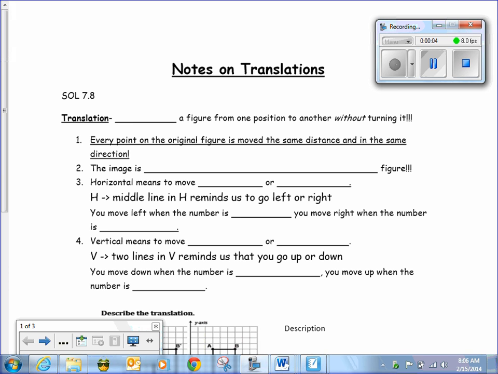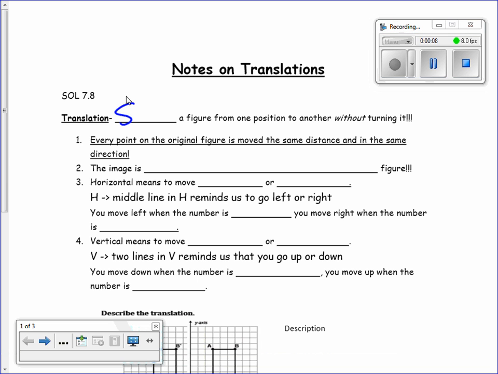Today we're going to go ahead and talk about translations. A translation slides a figure from one position to another without turning it. So that means a triangle is going to move left, right, up, and down, but it will not turn around or rotate or flip in any way whatsoever. Every point on the original figure is moved the same distance in the same direction.